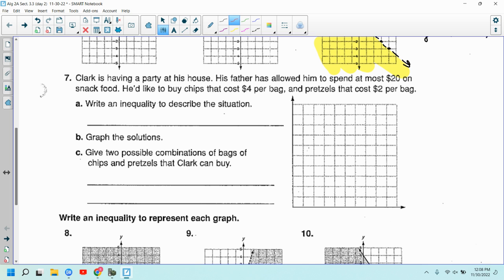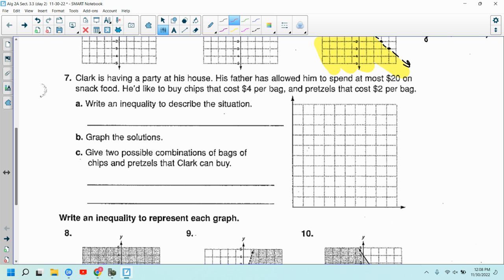The most you can spend is $20. You get chips and pretzels, $4 for chips, $2 for pretzels. Any idea of how we can combine that information in an inequality? Kyle? 4C plus 2P equals 20.